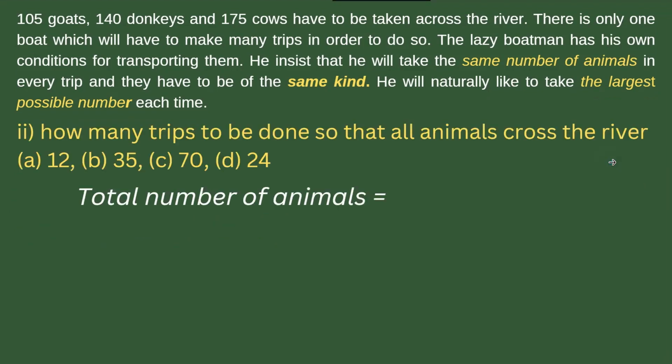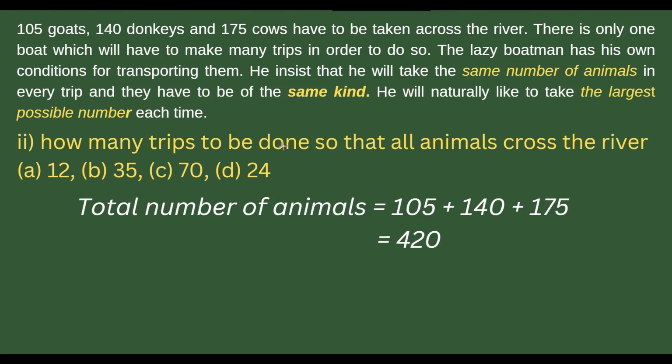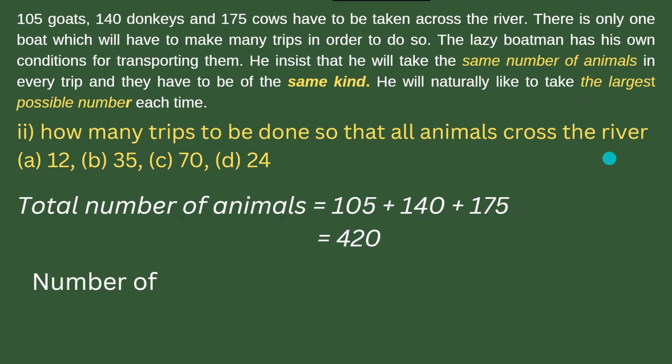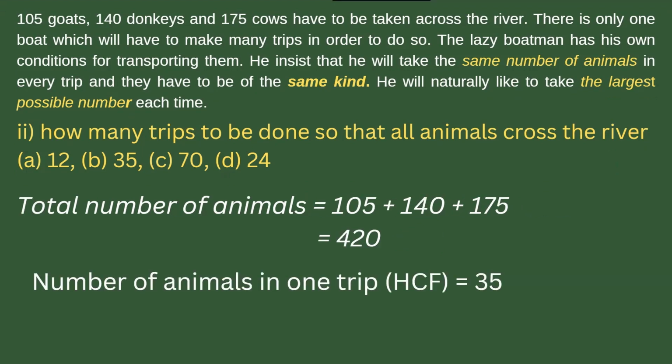Now check here what we know. The total number of animals to be taken across is the sum of these numbers, that is 105, 140 and 175, which gives you 420. Once we get the total number of animals to be carried, we also know the number of animals in one trip, which is nothing but the HCF, which we have already calculated as 35.